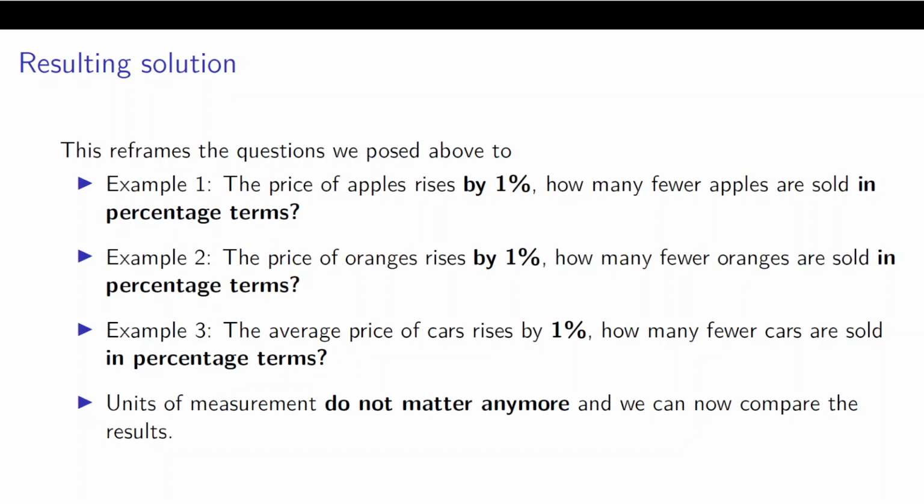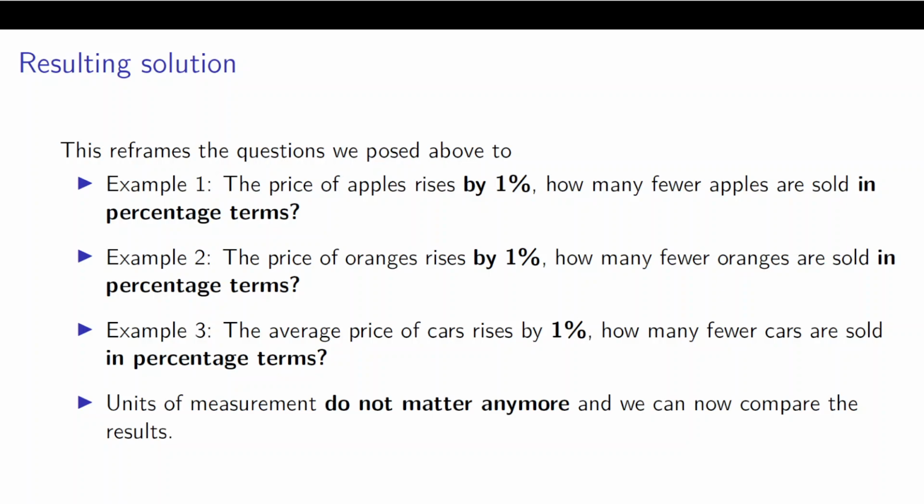And now you see immediately the difference between examples 1 and 2 on the one hand and example 3 on the other, because the price range of cars is in such a different league than the price change of apples and oranges, so that in this case we assume a change in the price of 1%, and 1% of the price of a car is much more in absolute terms than 1% of the price of oranges and apples. So a 1% increase in the price of cars may really have an effect on the number of cars sold. And this was not so if the price of cars changes by €1 as before.